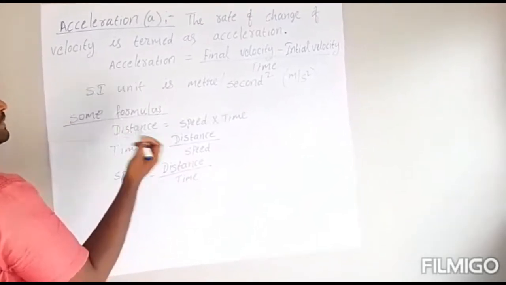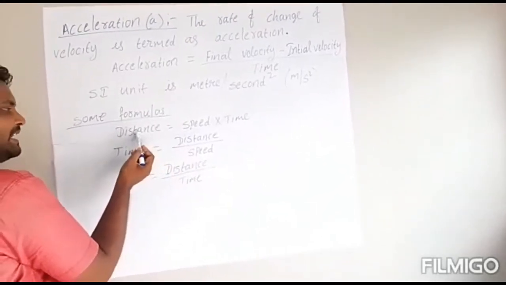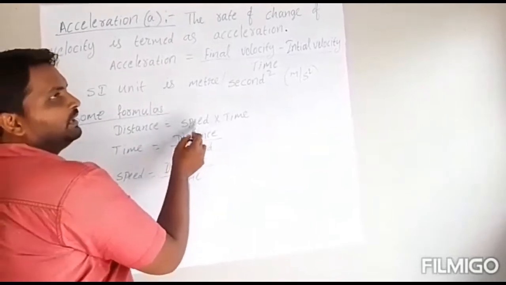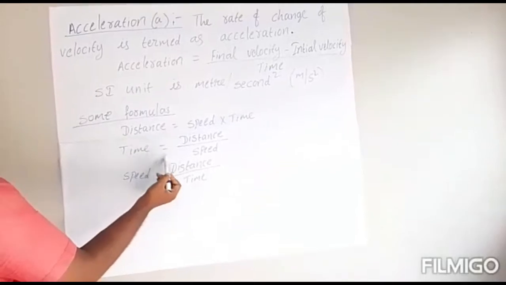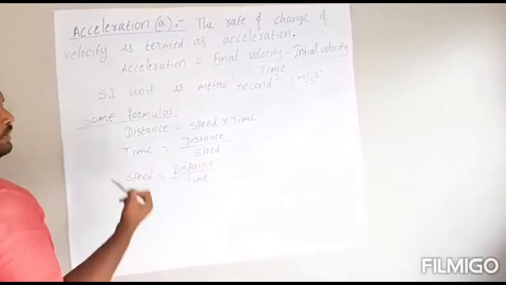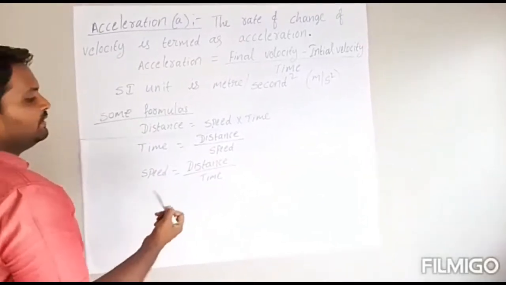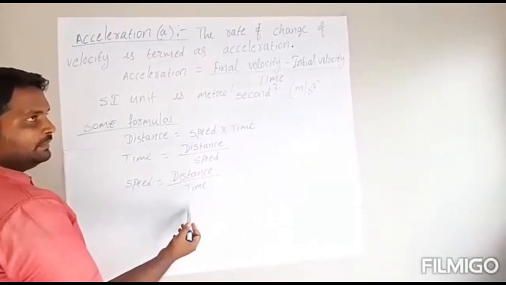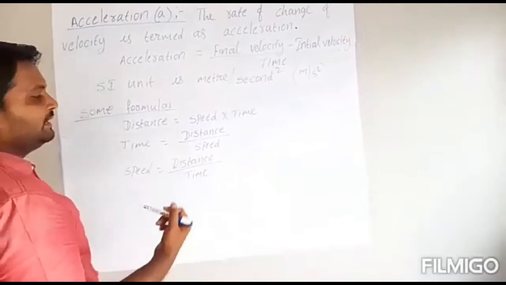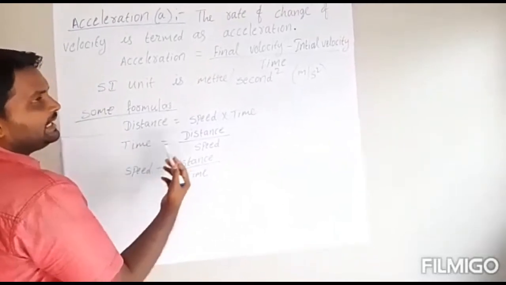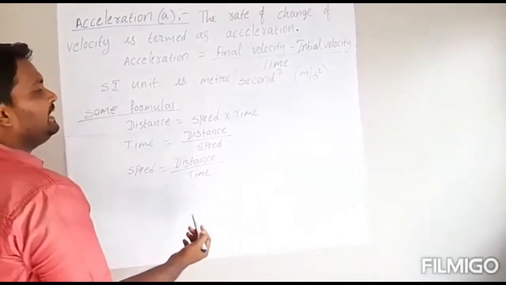And after that, sometimes they will give distance value and speed value. That time you have to find out time. Time is equal to distance by speed. Sometimes they will give distance and time. That time you have to find out speed. They will ask you to find out the speed. Then the formula is speed is equal to distance by time.